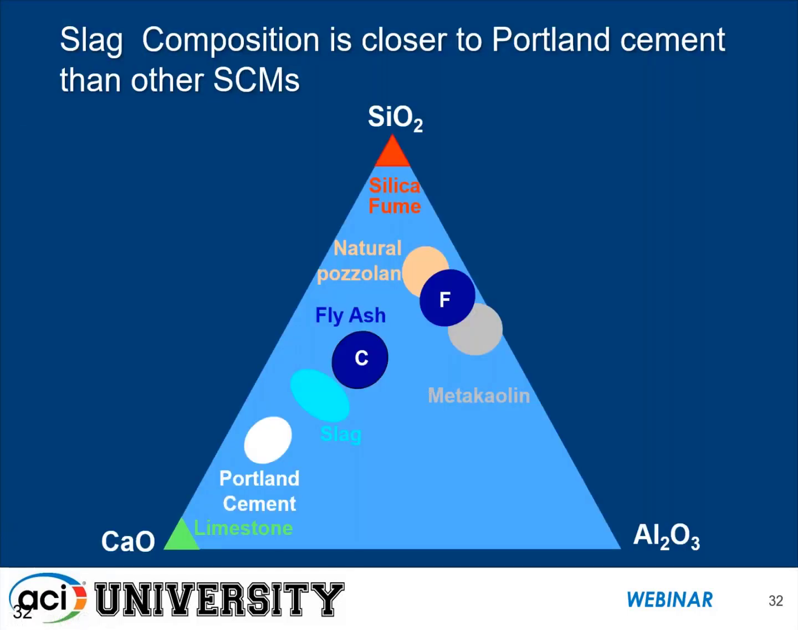And as I mentioned, the composition of slag, the blast furnace slag, shown in this light blue circle, is much closer to Portland cement than a Class C ash and a lot different than a Class F ash. Most natural pozzolans are aluminosilicates. Over here, silica fume is at the top. It's almost pure silica. But the material that's closest to Portland cement is slag. And ground limestone, of course, is just pure calcium carbonate, which would be over here on this end.